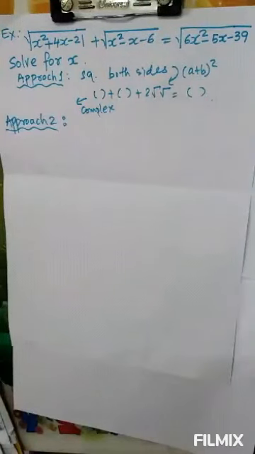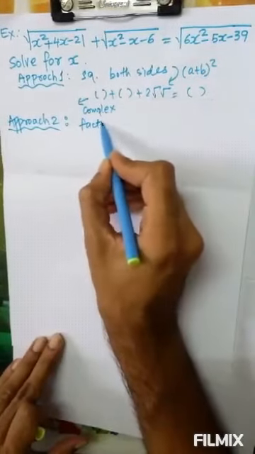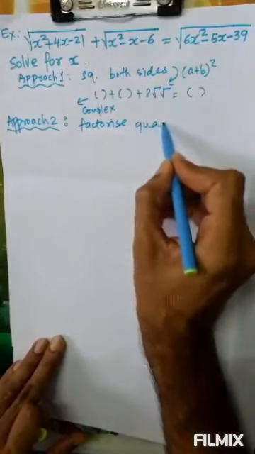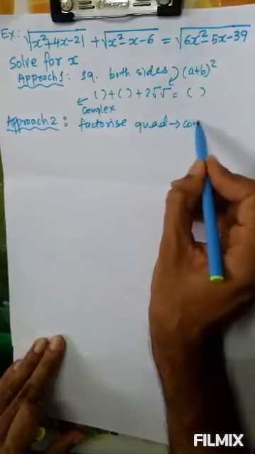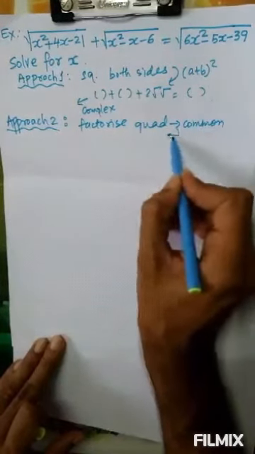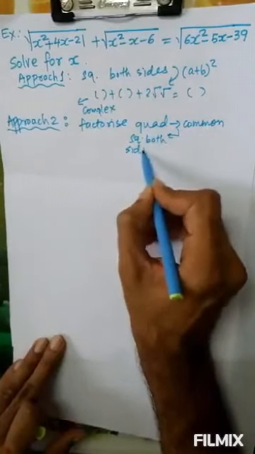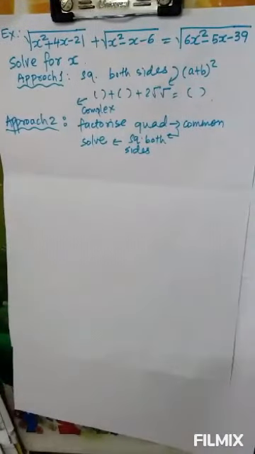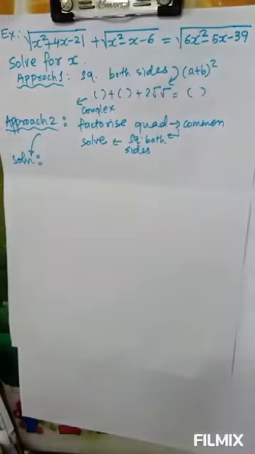This leads us to our second approach: factorize each quadratic, take common, and then square both sides and solve. That would be our second approach. So let's see our solution using approach 2.